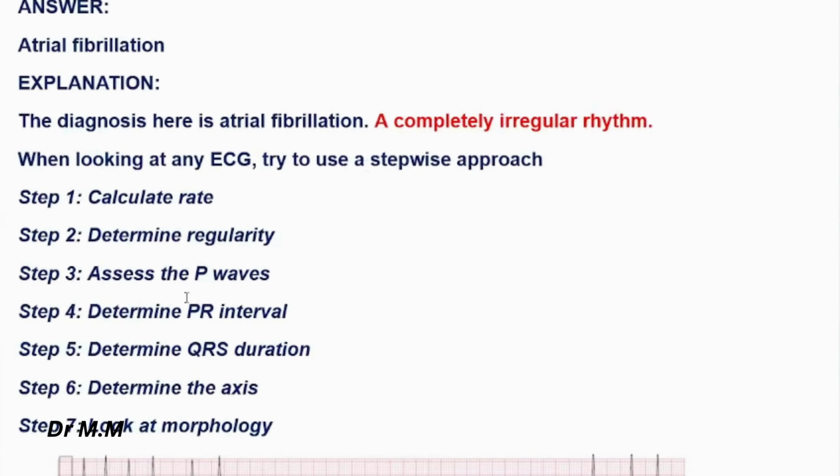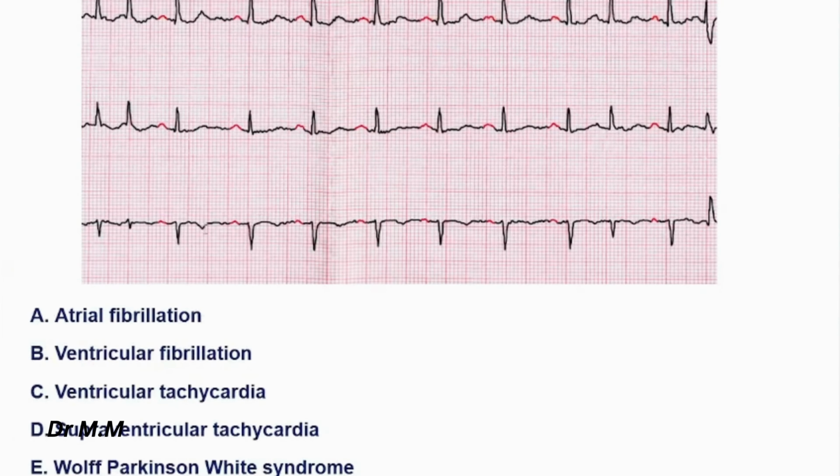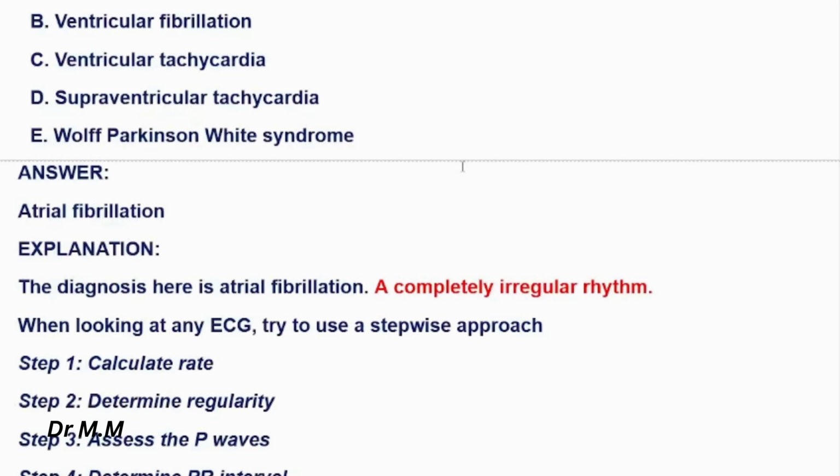Step 3, assess the P waves. Do we have any P waves? Can we see any normal P waves? And as we see, we don't have any normal P waves. These may be P waves, but we cannot say which one of these are P waves because of a rugged baseline pattern.